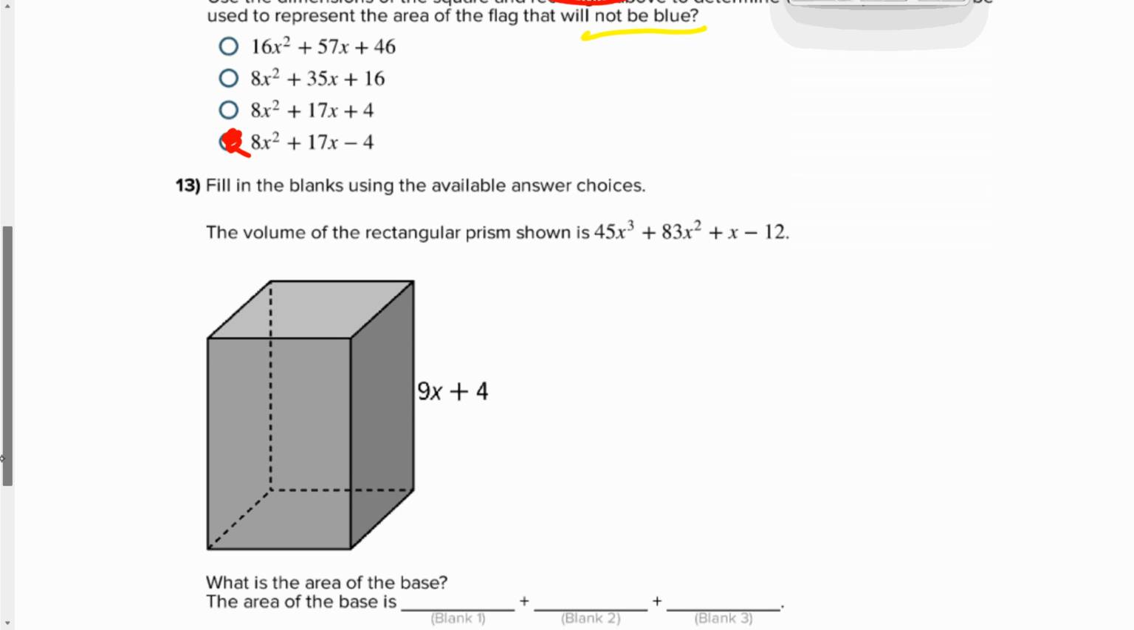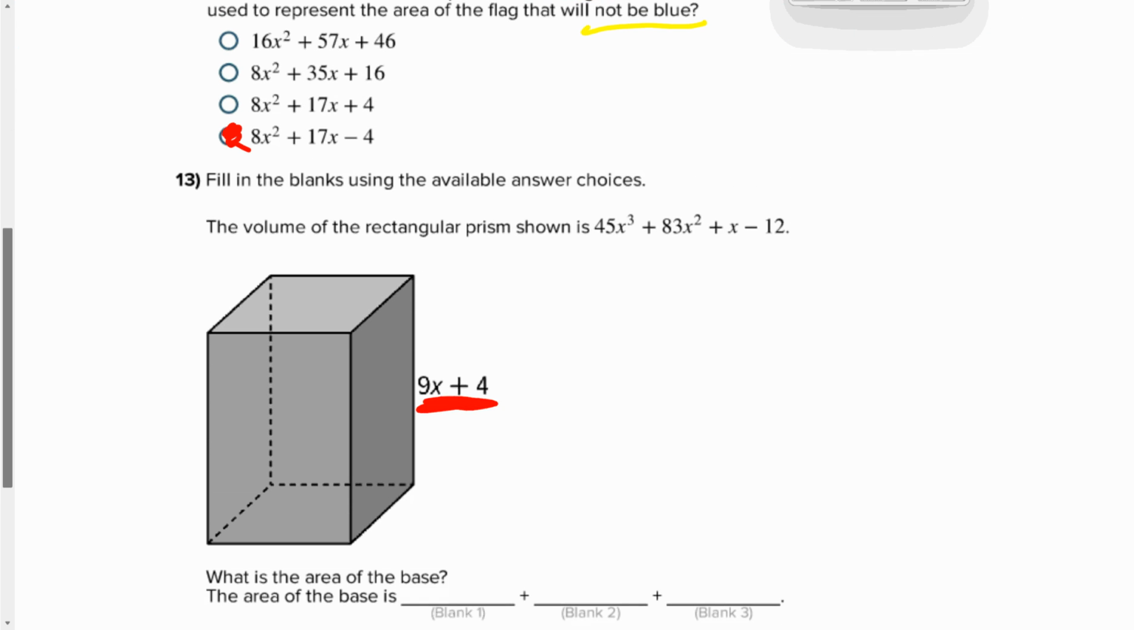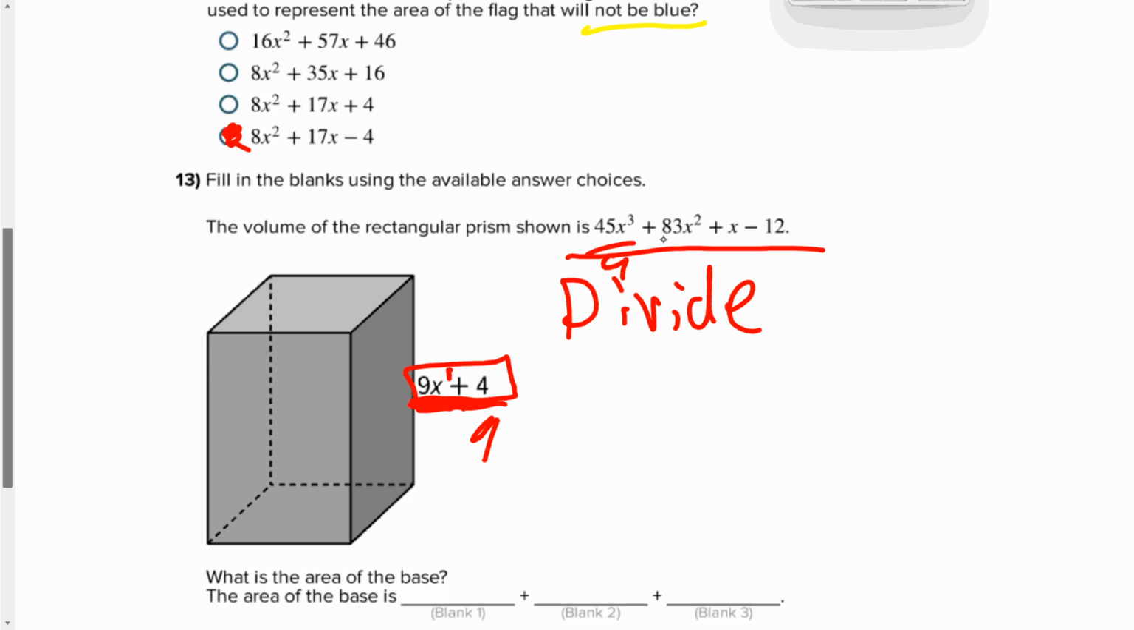Okay, next one here we have volume, right? So if I know this height, and here's my total volume, can I find the other two dimensions? So basically what to do is just divide. You can do either synthetic division or long division. Here, because the divisor is degree 1, we can do synthetic division. Because that is a 9, we would have to divide everything by 9, which might be okay, but we still have some fractions there: 1/9, negative 12/9, 83 over 9. 45 over 9 works fine because that's just 5. So maybe long division might be the route to go.